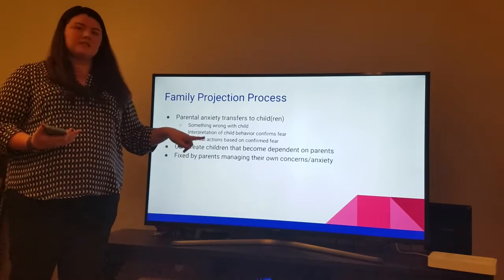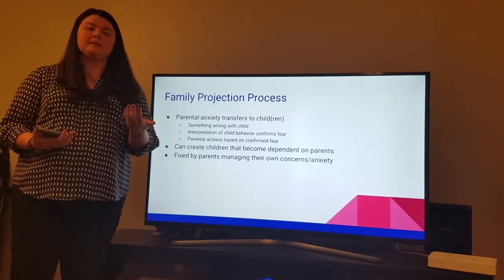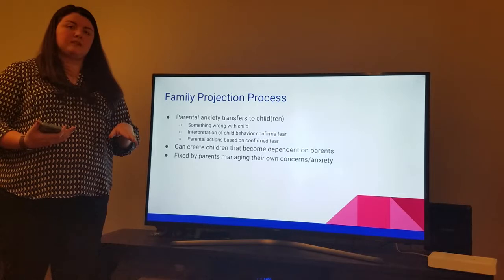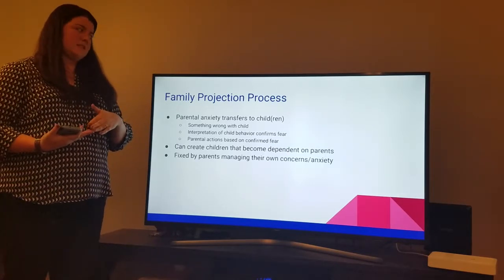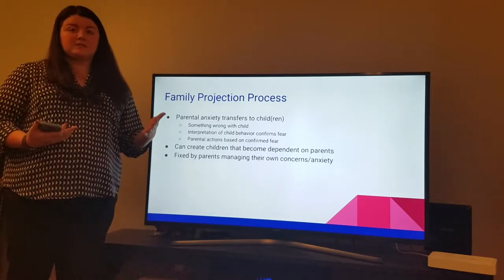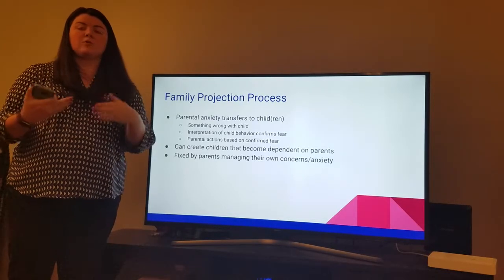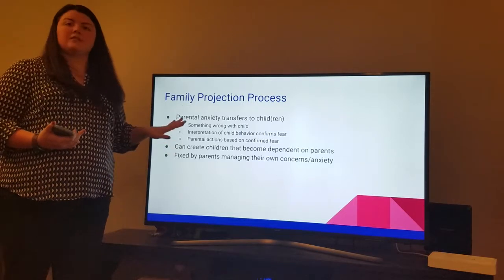Because the kids take on this parental fear, it can make the children dependent upon the parents, which gives them very maladaptive coping skills, which bleeds into the multi-generational processes that we'll discuss in a second. It can be fixed by parents managing their own anxiety and their own tension in their own lives or in the couple relationship, so that they don't have to put this onto the children.